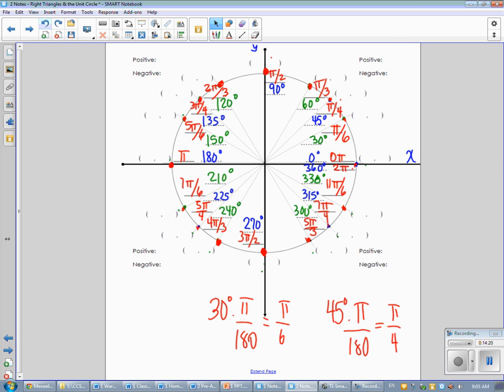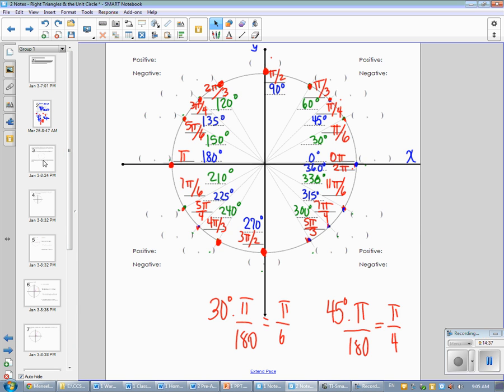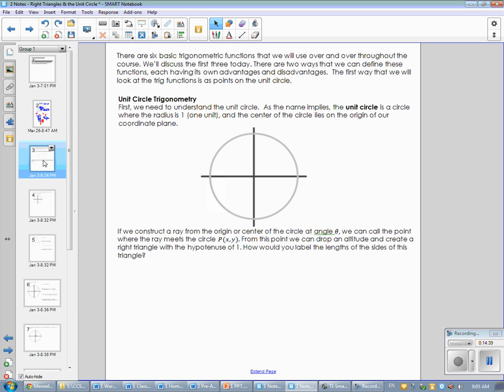The last part of our lesson is going to be to now identify the coordinates of each of these points. Okay, I need to find the x and the y values. So I'm going to go back to the beginning of my lesson, which I kind of skipped, and we're going to talk about what a unit circle is.